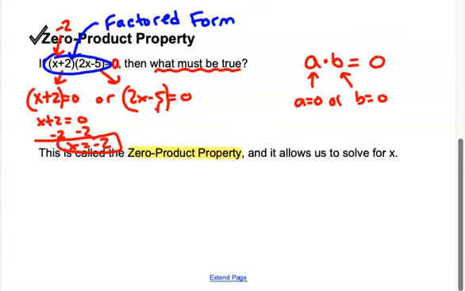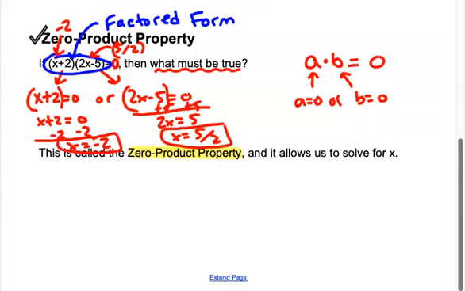Or I could solve this one for 0, add 5 to both sides. 2x will equal 5, so x is 5 halves, or 2.5, whatever you want to write it. But what that tells me is if I put 5 halves in right there, then that would give me 5 minus 5 in that parentheses. So that second parentheses would be 0. So whatever the first one is times 0 will give me 0. This is called the zero product property, and that's what we're going to use to solve these.